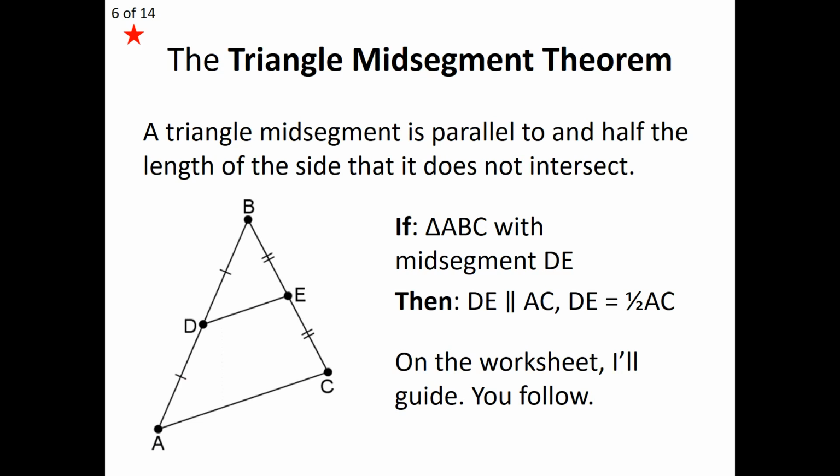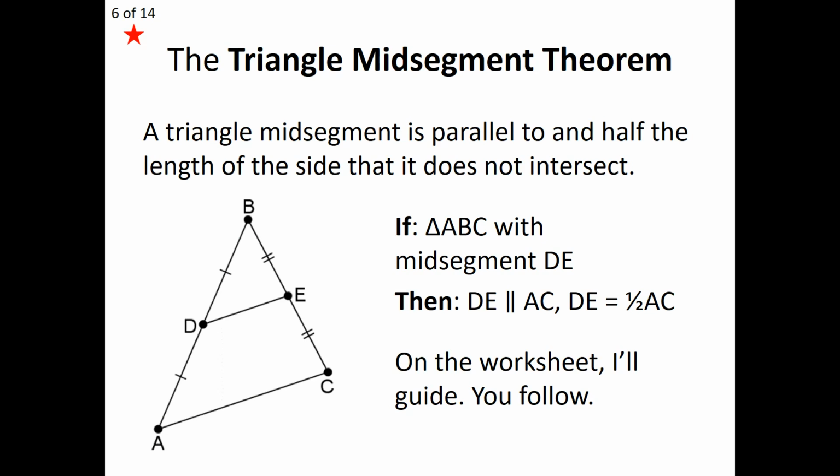In first semester when we tackled the triangle midsegment theorem, it was a little trickier because we were using congruence and our properties of parallels and parallelograms to arrive at our conclusion. But now we have another theorem that helps us tackle it much more easily. So let me introduce you to the triangle midsegment theorem. Here's what it says. A triangle midsegment actually does two things in a triangle. It is parallel to and half the length of the side that it does not intersect.